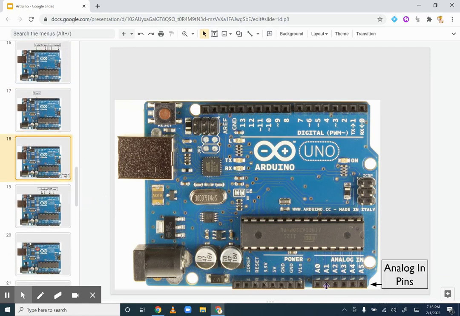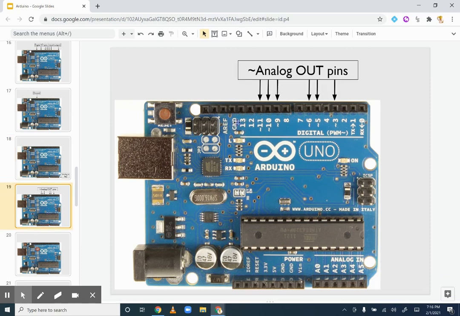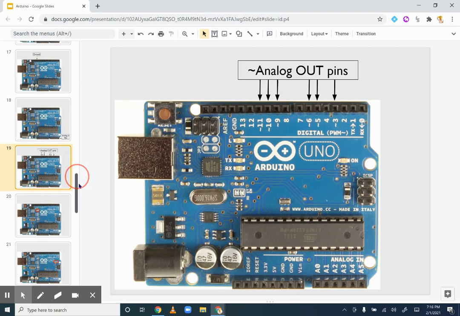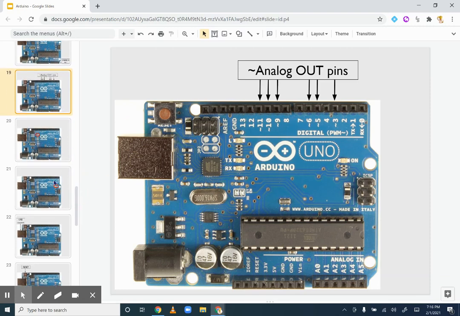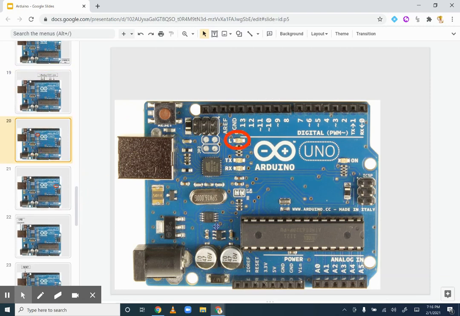There are also analog pins, and when you're using these, you would usually go into one of these two grounds. And the analog out pins are over here with the little squiggly line. Mostly we'll just be looking at code and placing the things where the code tells us to.